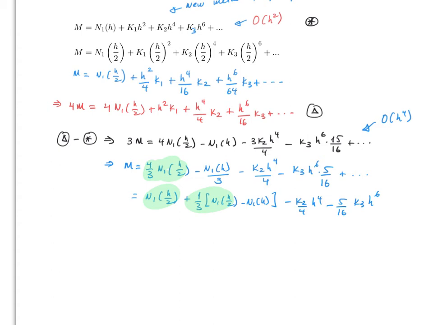You're just rearranging the answer, and all of this is what we're going to call N2 of h, just like we did in the previous one. So therefore from here, this implies that M is going to be equal to N2 of h minus k squared over 4 times h to the 4 minus 5/16 h to the 6 times q3, and then minus or plus, actually it doesn't matter, and that will be the new formula.